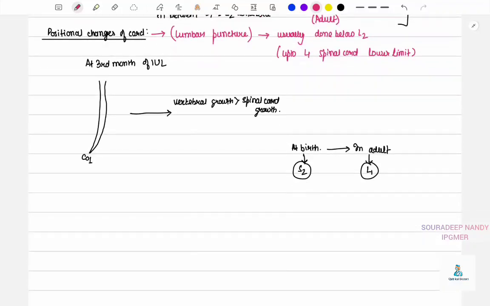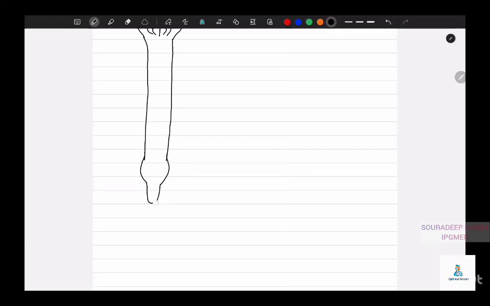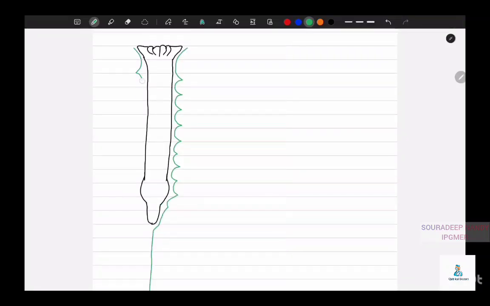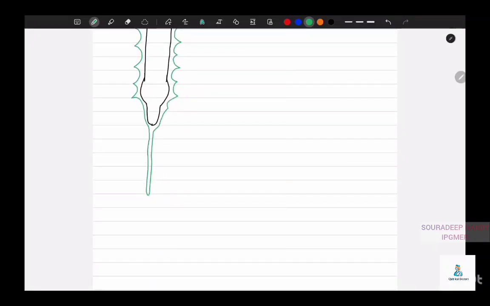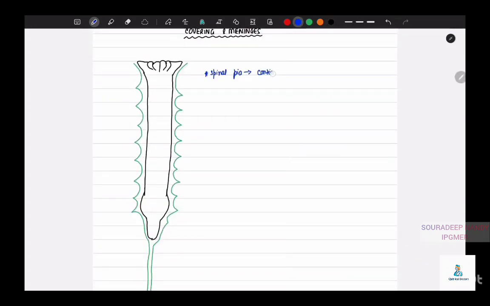Now we will discuss the coverings, the meninges, and the modifications of the pia mater. You know that the meninges have three layers from outside inward: the dura mater, then the arachnoid mater and the pia mater. In the case of the spinal cord, the dura mater is the meningeal layer of the dura mater. The arachnoid mater continues from the brain itself, but there are some modifications of the pia mater in the case of the spinal cord. There are about four modifications that I will be discussing. The spinal pia is the continuation of the cerebral pia.